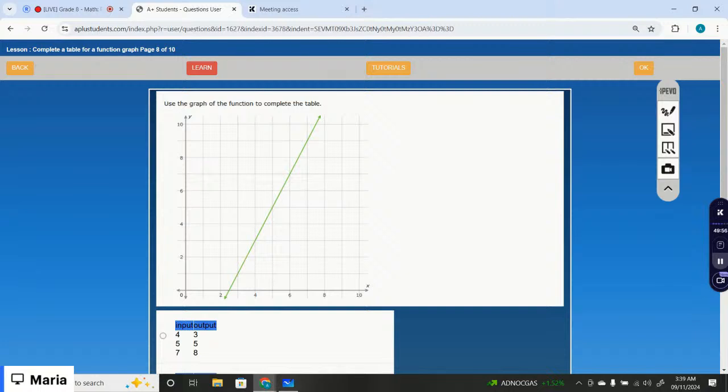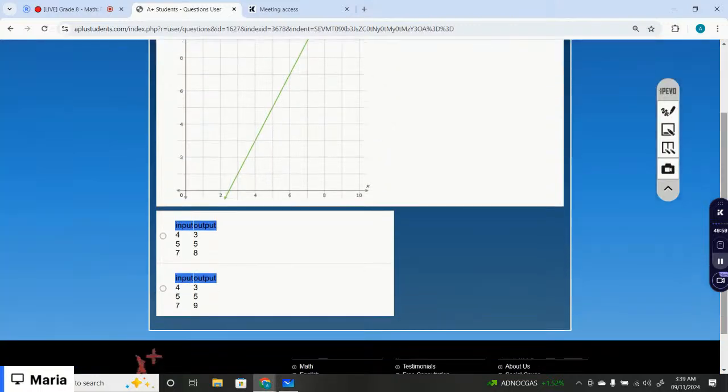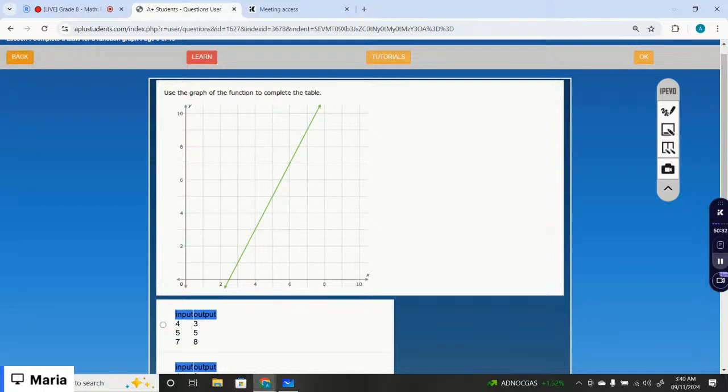Use the graph of the function to complete the table. You have to see at x equals 7. So which is the correct option? That is x equals 7, y equals 9. Option number 2 is the correct option. Okay, you can complete the lesson by yourself later today.